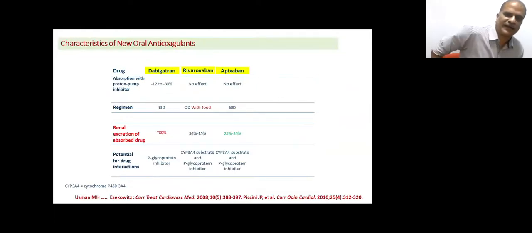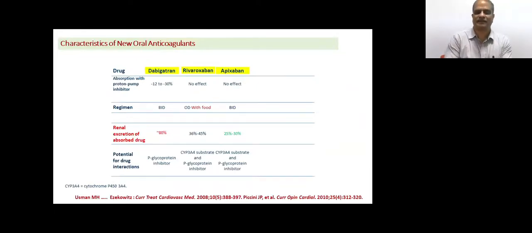Now, what drug will you choose for your patients? It depends on some smaller points. If you look at absorption, if you are giving the drug along with a proton pump inhibitor, if you are giving dabigatran, the efficacy comes down by almost 30%, which is not there for rivaroxaban and apixaban. If you are giving dabigatran, you have to give it twice a day, whereas rivaroxaban, you can give OD with food.